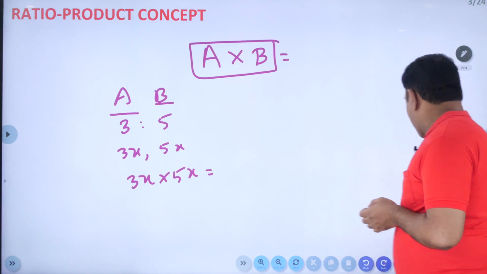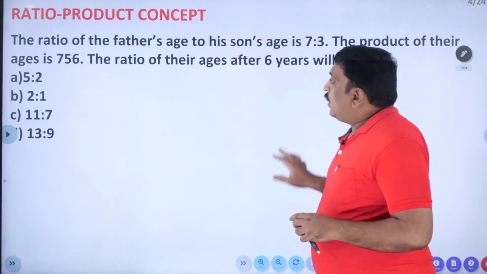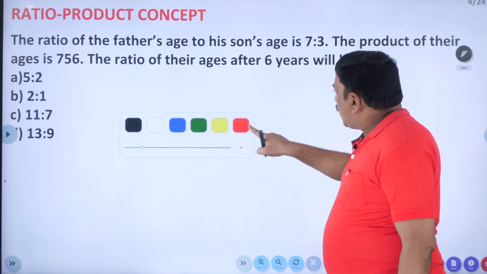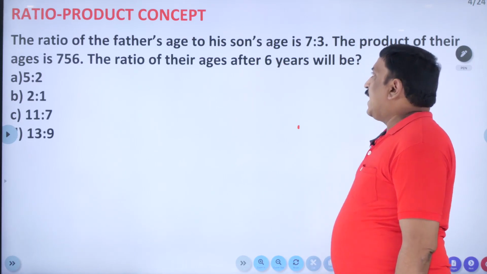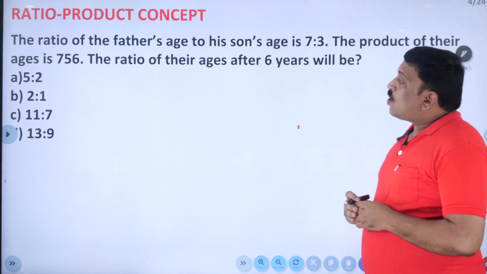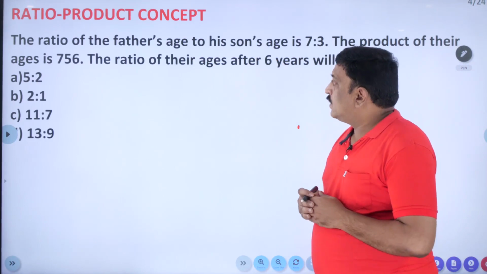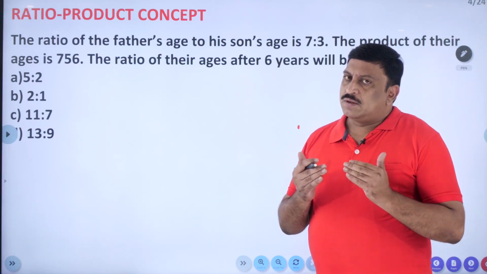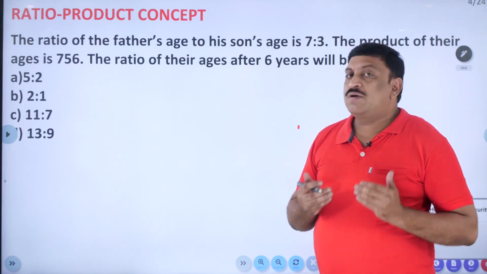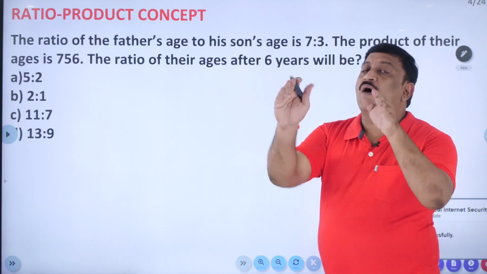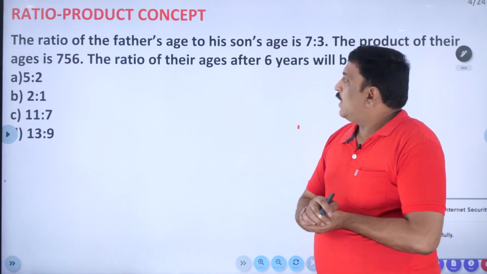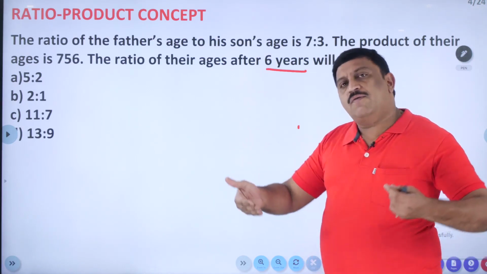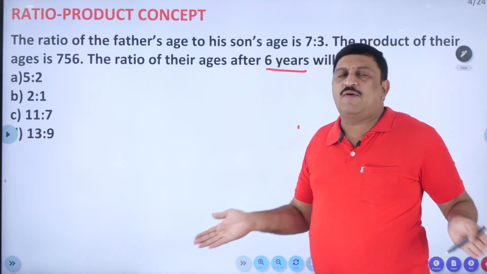Let us start. Here you see, the ratio of the father's age to his son's age is 7:3. The product of their ages is 756. The ratio of their ages after 6 years will be? They are not asking about their present ages. They are asking about the ratio of their ages after 6 years. So first of all, let us find out the present ages. After that, we'll add 6 to both of them and find the ratio.